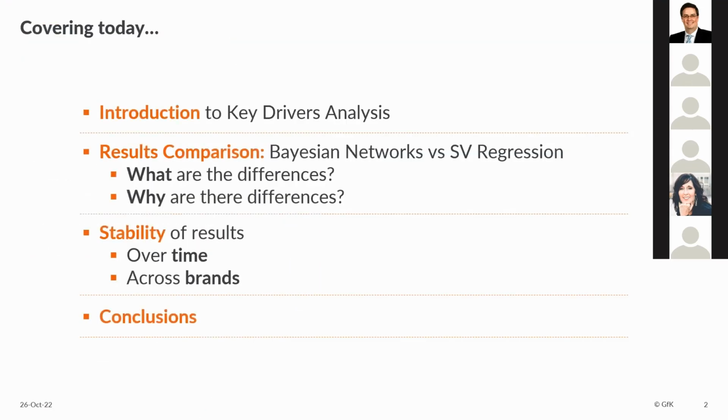So just to summarize what we're going to cover today, we'll start with a quick introduction to key drivers analysis and how we use it in brand tracking. Then we'll move on to the results comparison, comparing the results from our Bayesian network models to the Shapley value regression, understanding what the differences are, and also importantly, why there are differences. Then we'll look at the stability of the results, both over time and across brands, and sum it up with some conclusions at the end.